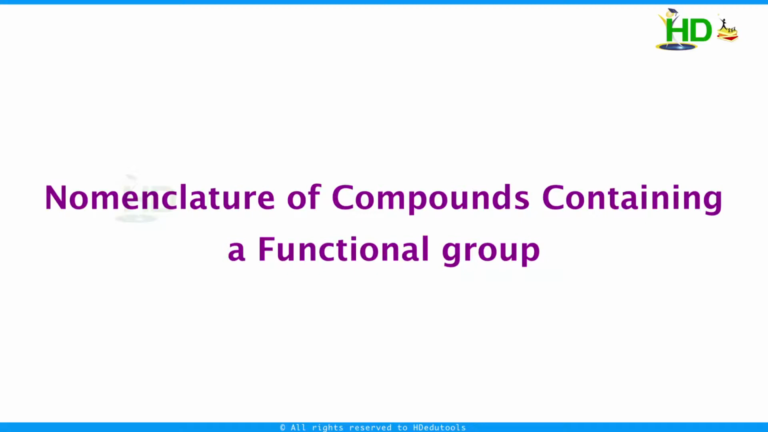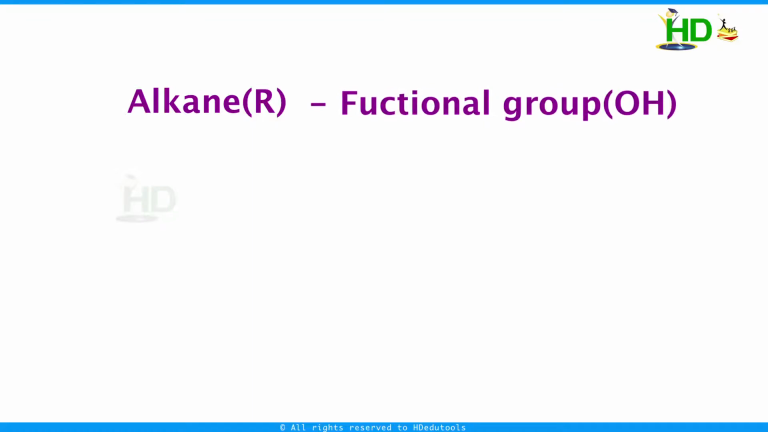Now we discuss the nomenclature of compounds containing a functional group. In general, the functional group is indicated by adding a secondary suffix after the primary suffix. For example, you take this ROH. This OH is the functional group. The secondary suffix related to this is ol. This is related to alcohols, and the general IUPAC name of this compound is alkanol.